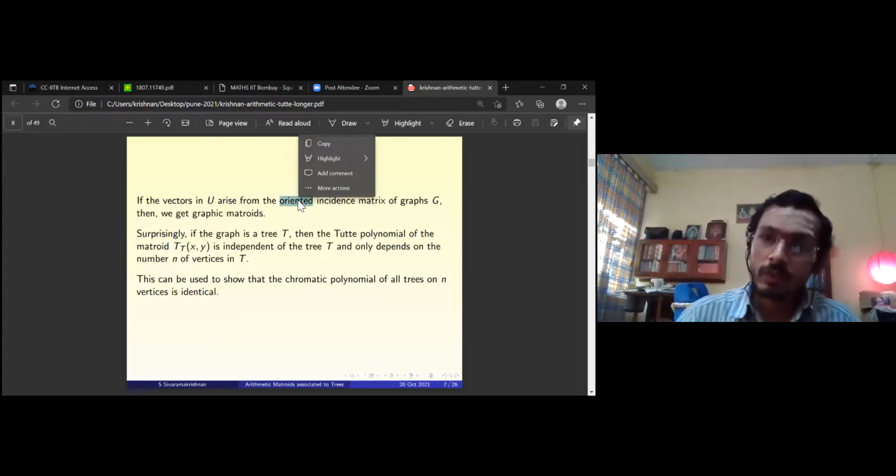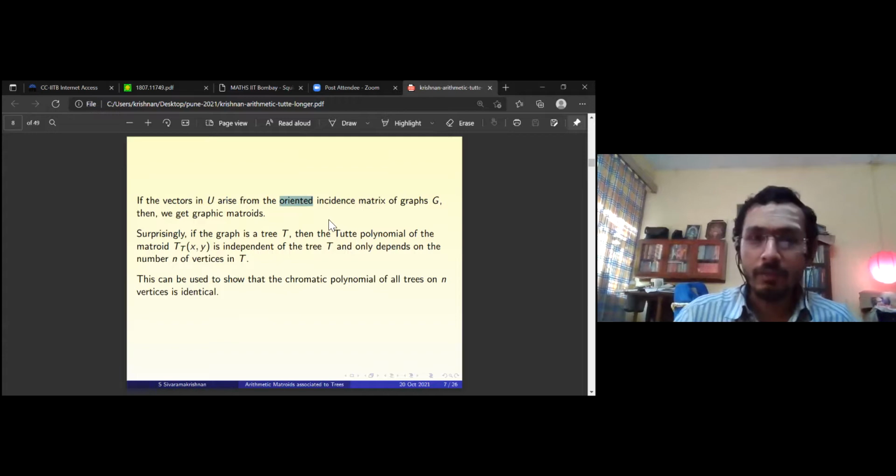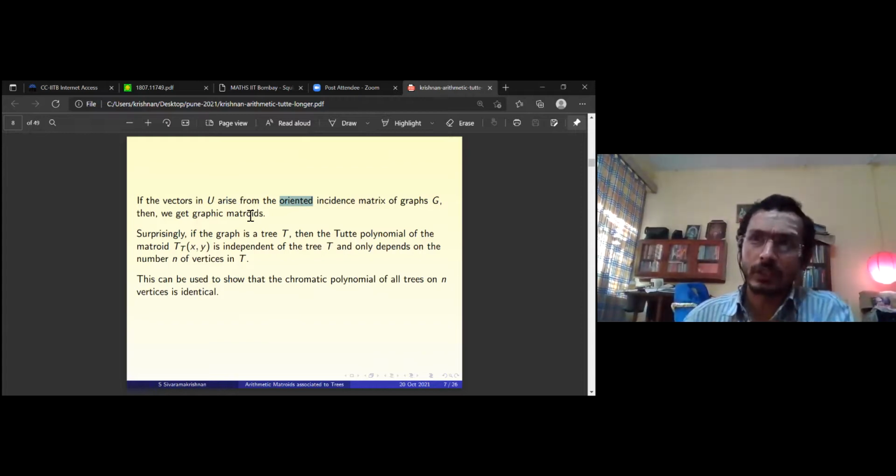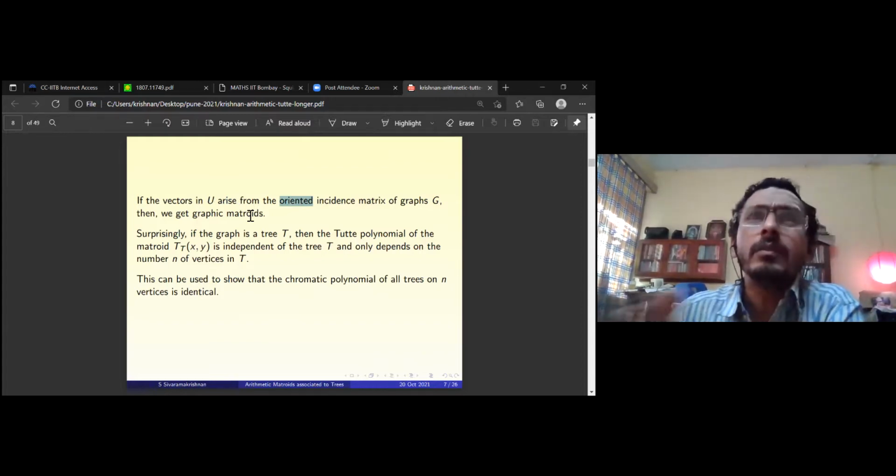If you take the oriented incidence matrix of a graph, look at its columns, and then look at linearly independent sets, you get what are called graphic matroids. So there are classes of matroids: graphic matroids, Fano matroids, quite a few things. Matroids arise from different contexts, and they all have some underlying properties.